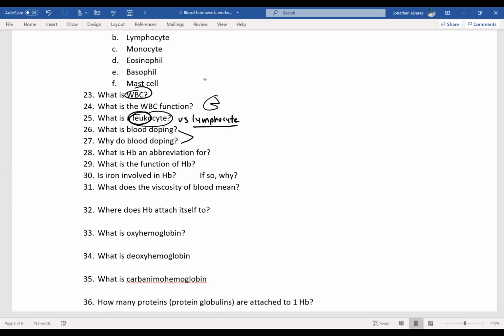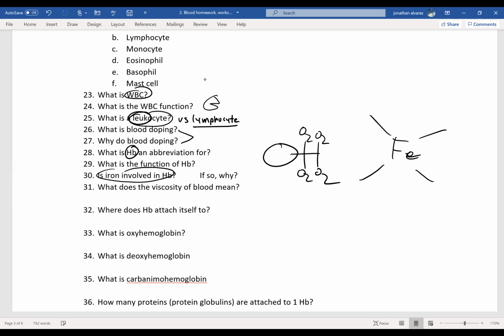This is short for hemoglobin. Here's a red blood cell. There's your hemoglobin, and it allows oxygen to bind to it. Iron is involved, so Fe is iron, and it allows for 4 binding sites. That's what this was, the 4 binding sites. Viscosity is thickness of blood.